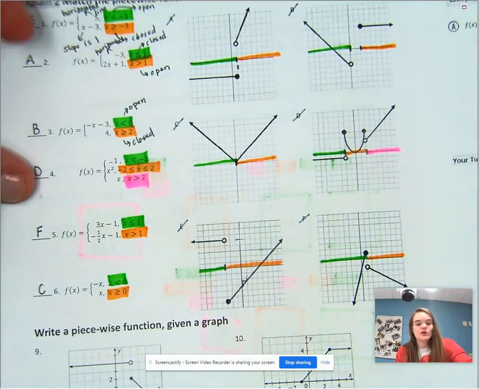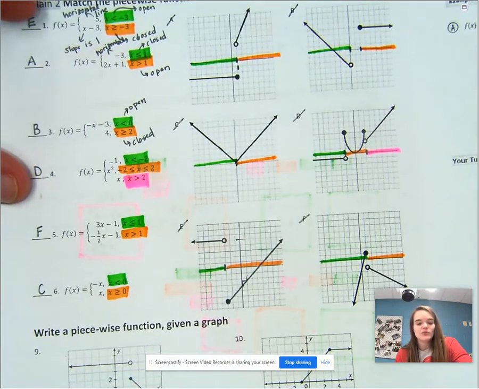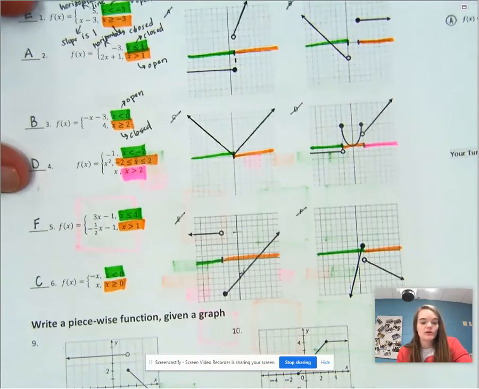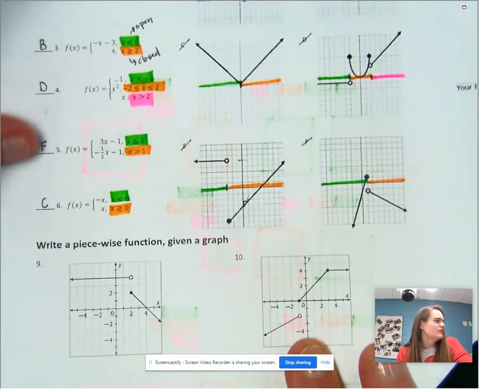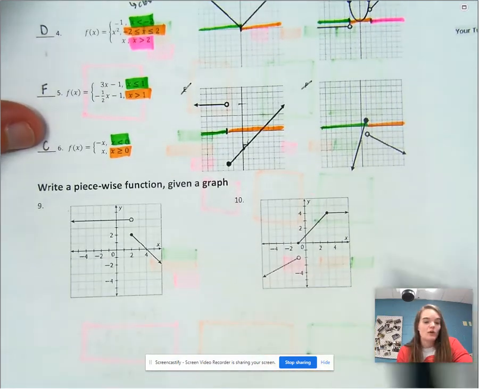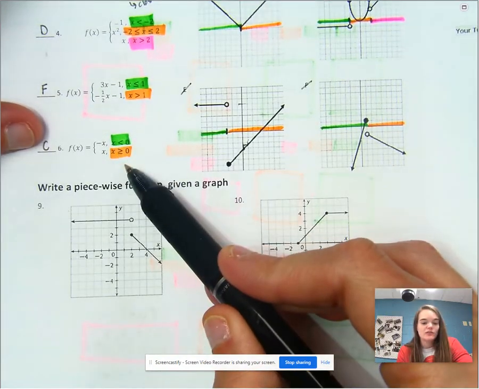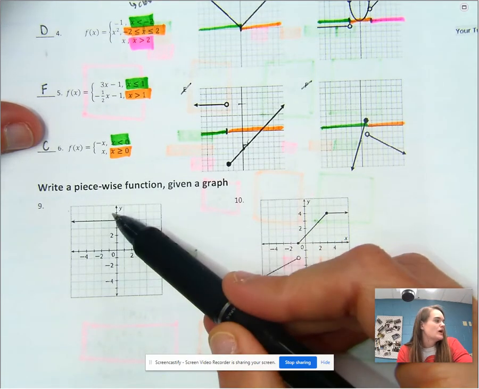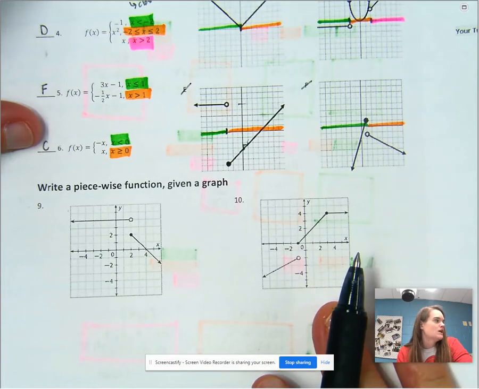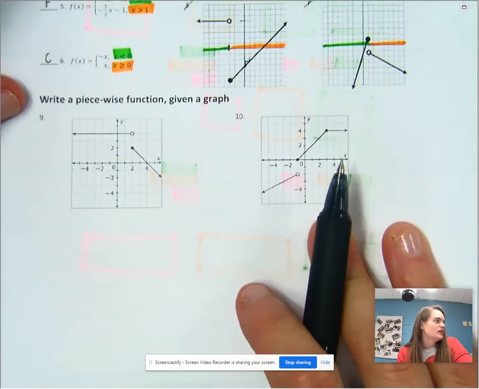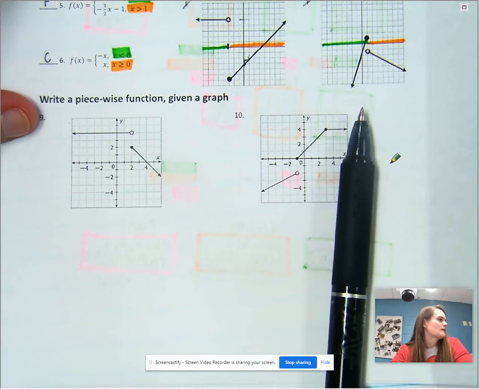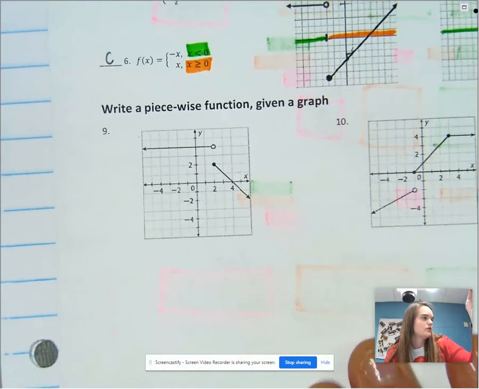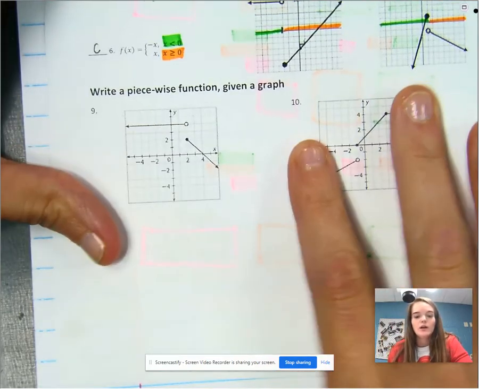All right, we are going to talk about how to actually write a piecewise function once we are given a graph. There are pieces we'll have to know, such as what the domain is, if it's open circles or closed circles, and then what the equations of the lines are. Okay, so we're going to come back and do that in just a second. All right, so now that we have matched them, we are going to write them from our graphs.